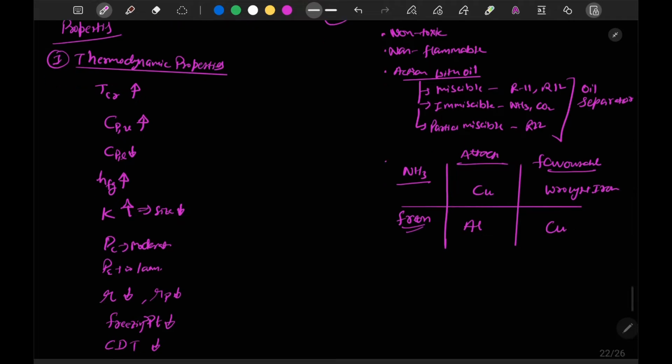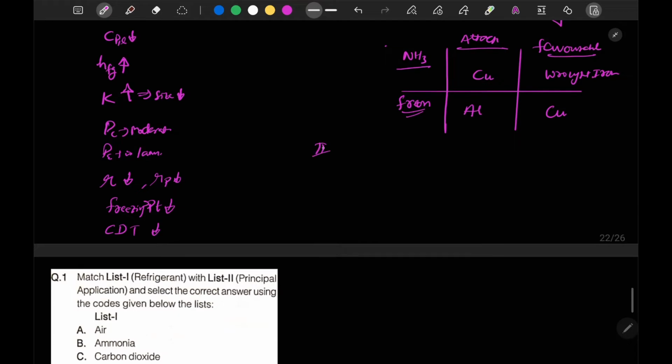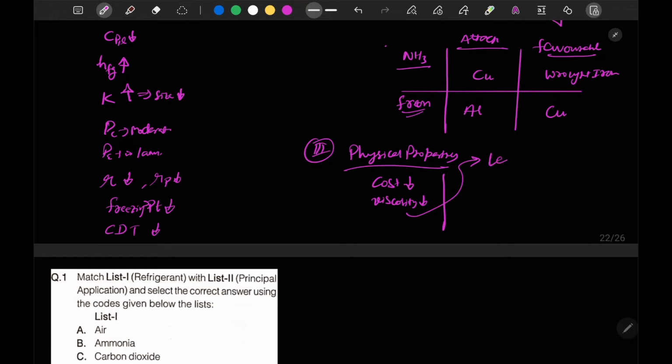Okay, so these are some points, and the last point, the third point, is physical properties. So if we talk about physical properties, first, cost must be less, viscosity must be low. Okay, next, one most important topic of this is leak detection.